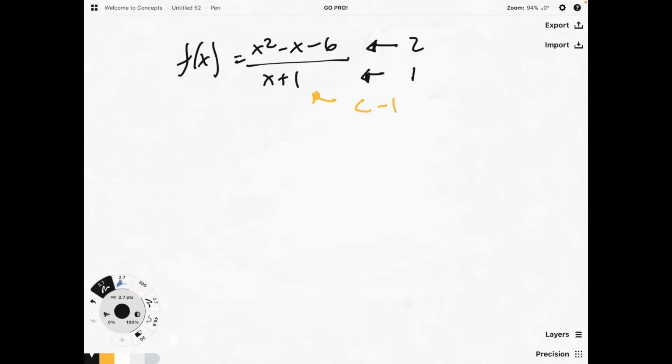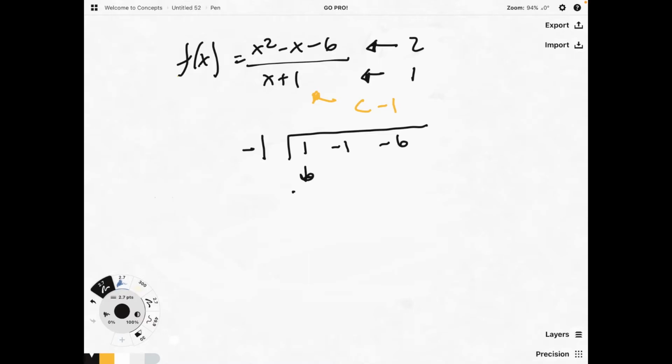So with that, out in front of our table, we're going to put that -1, because that c minus 1 is representative of that x plus 1, which means that needs to be a -1. And then we bring down our polynomial from the numerator, and that is 1, -1, and -6.